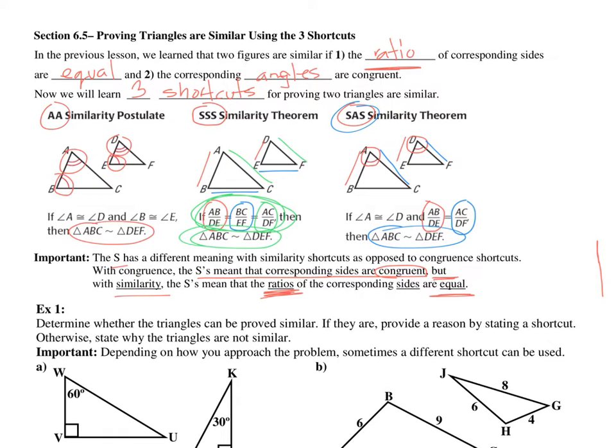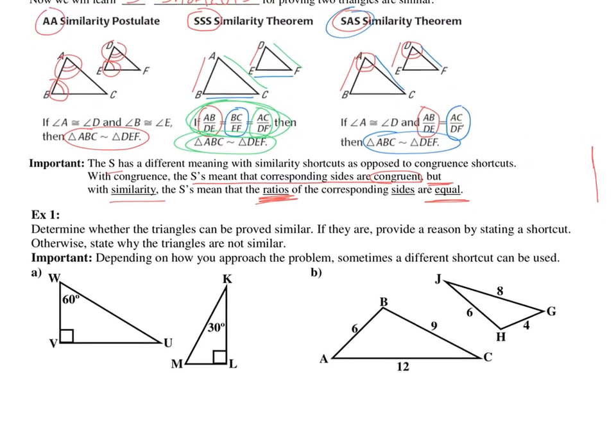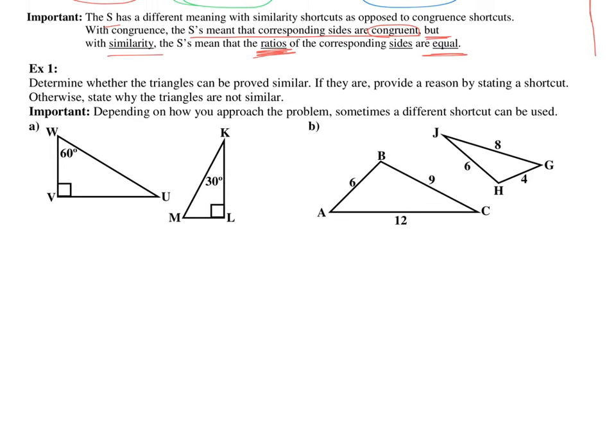Okay. So it says, determine whether the triangles can be proved similar. If they are, provide a reason by stating the shortcut. Otherwise, state why the triangles are not similar. Important: depending on how you approach the problem, sometimes a different shortcut can be used.